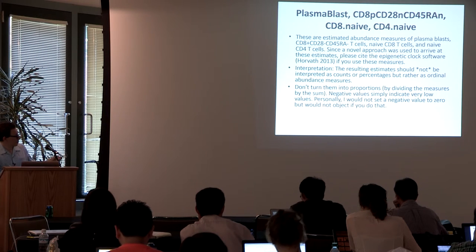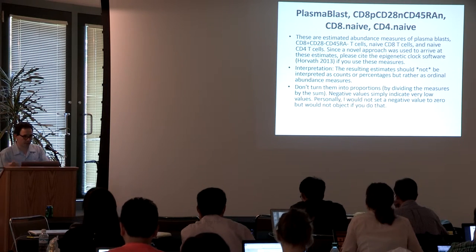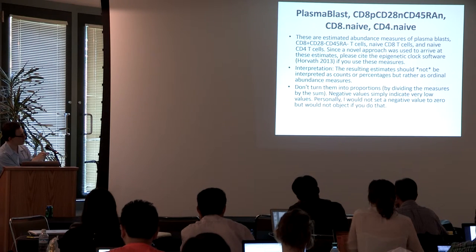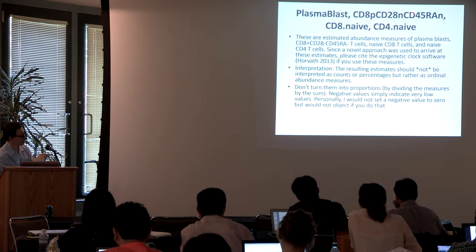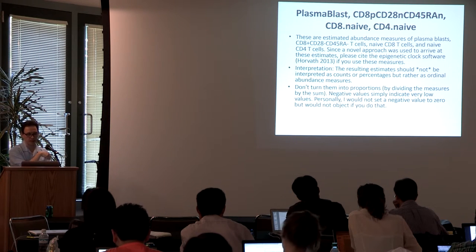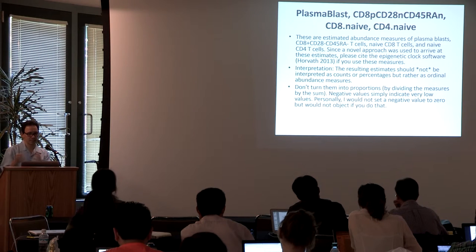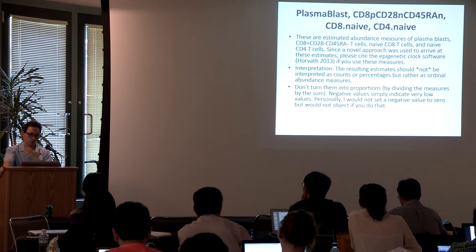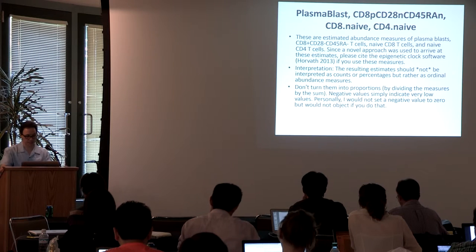What are plasma blasts? You may have heard the word plasma cell, which is an activated B cell, so whatever. Anyway, that's what it is. So the software estimates the abundance of plasma blasts in your data. There's another output, which is CD8 positive, CD28 negative, CD45 RA negative. So these are cell surface markers that really characterize what is known as exhausted or almost senescent cytotoxic T cells.